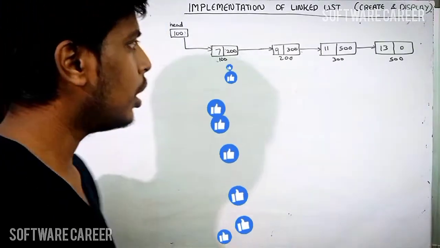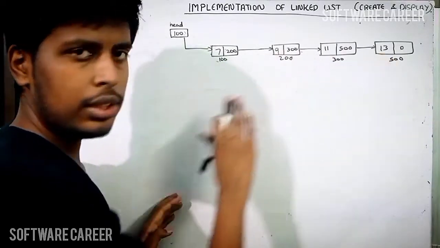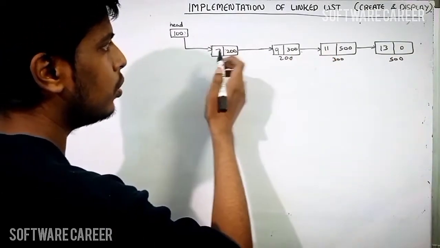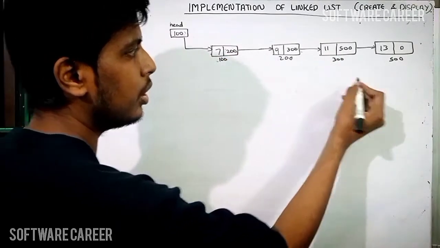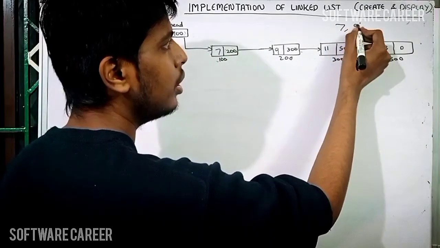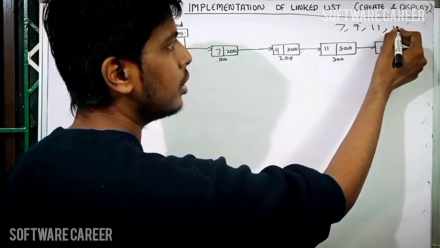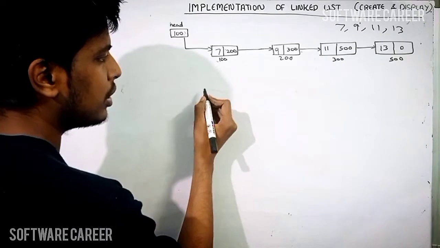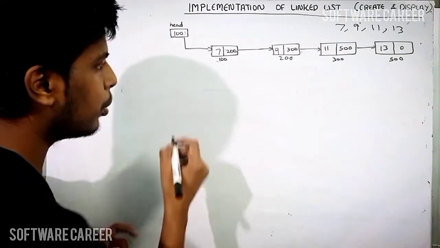See, now I will teach you how to display all the elements present in the linked list. See, now the element data present in the linked list are 7, 9, 11, 13. So it should print 7, 9, 11, 13. Now how to display this? See, I'll explain you. Now first step is you should create a pointer called temp.